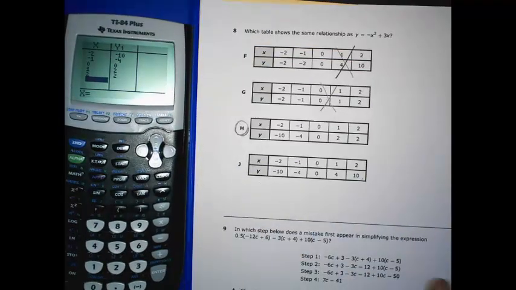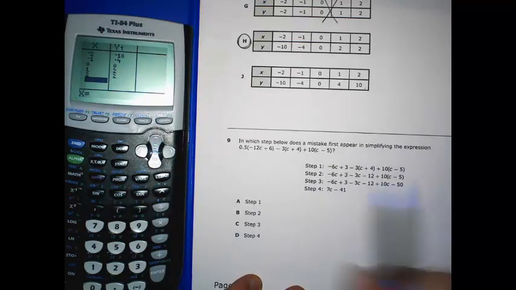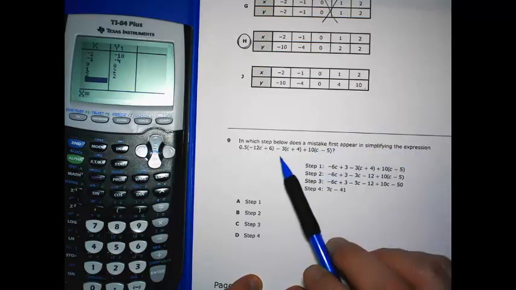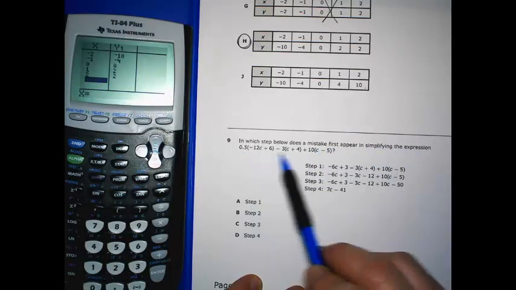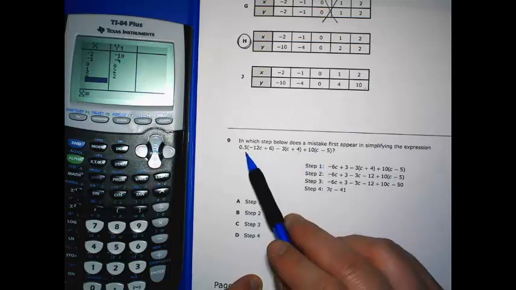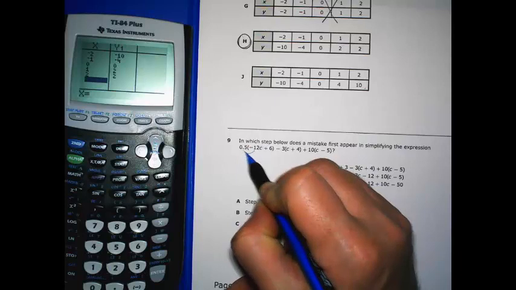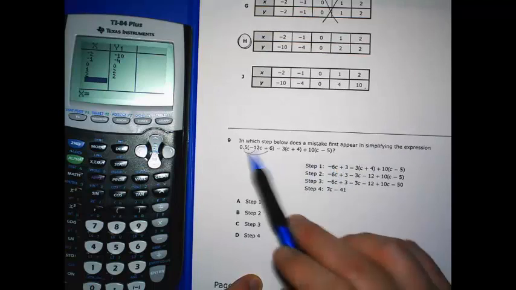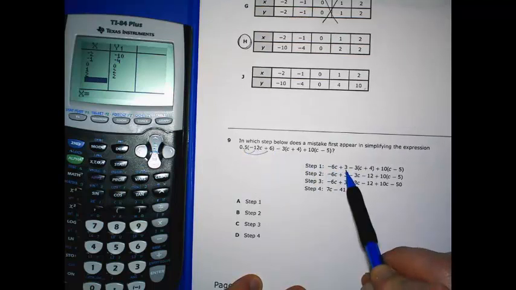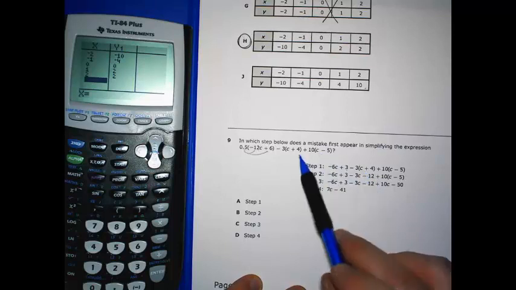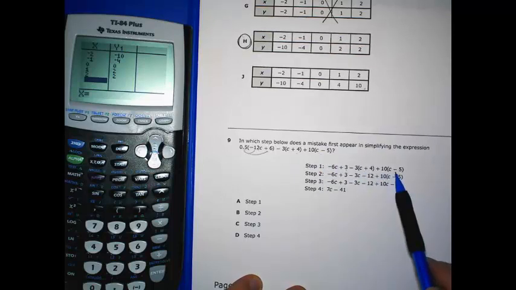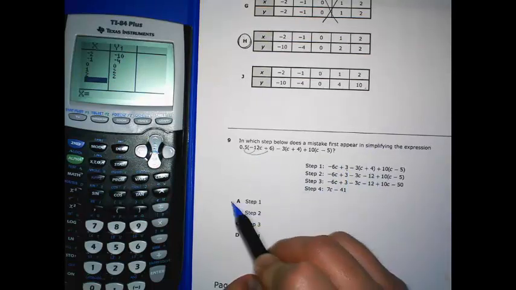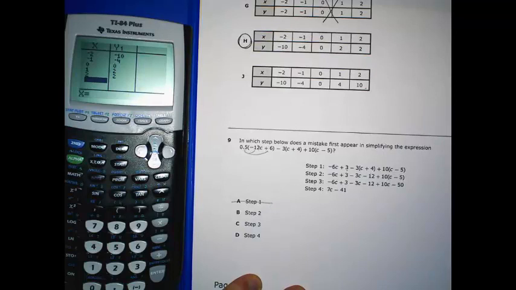Alright, let's do number 9. Number 9 says, in which step below does the mistake first appear in simplifying the expression? Here we have an expression, and the first thing I would do is get rid of the parentheses. When I multiply this, I get 0.5 times -12 is -6. 0.5 times 6 is +3. And if you notice, they all copy what you have there. So all they did is eliminate the first parenthesis, but there was no mistake there. So we know that step 1 is not the one where they made a mistake.